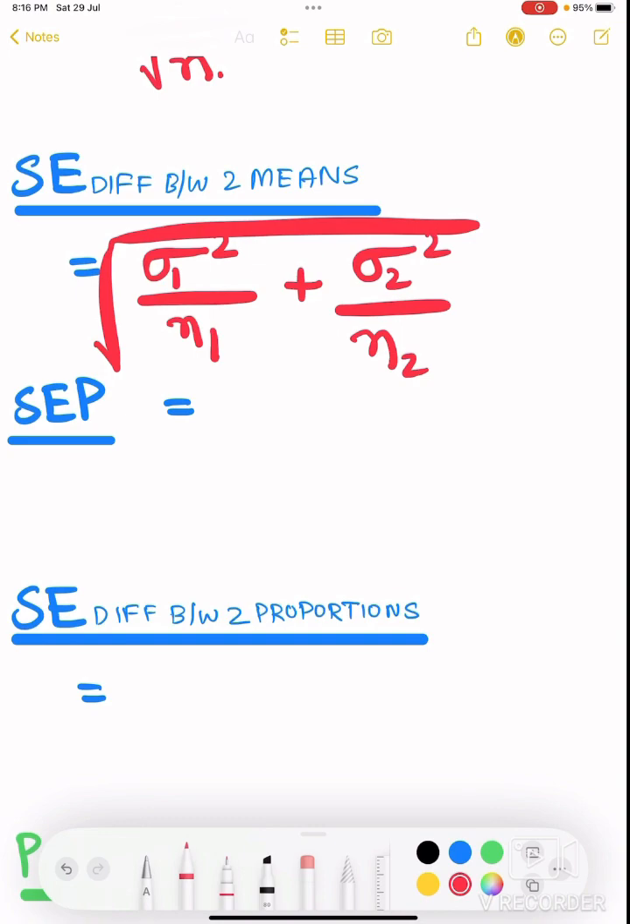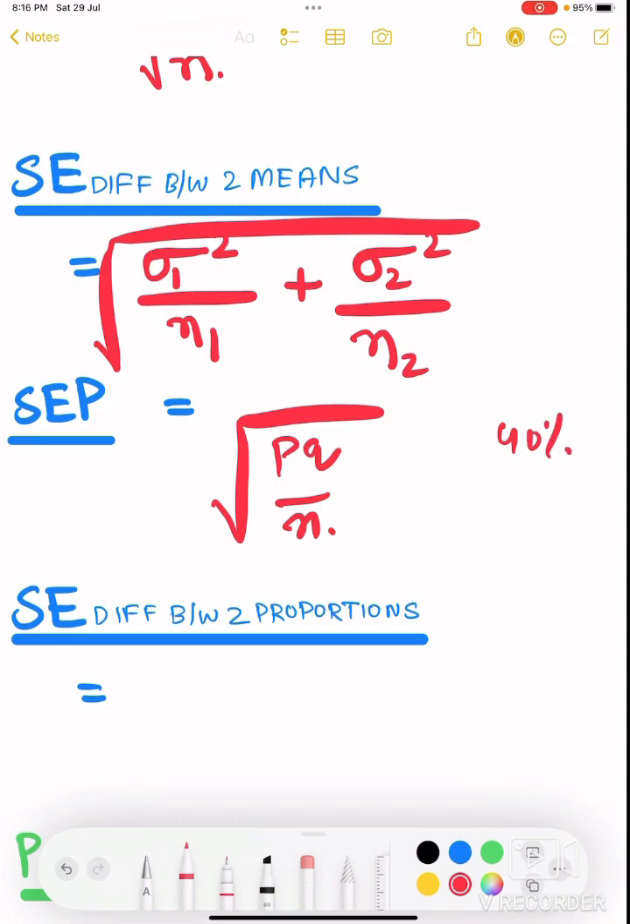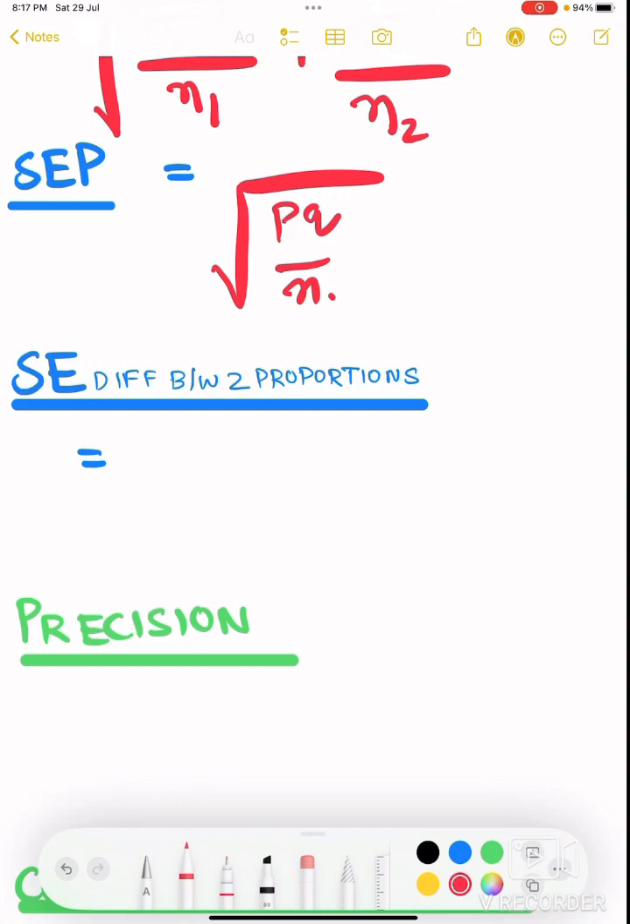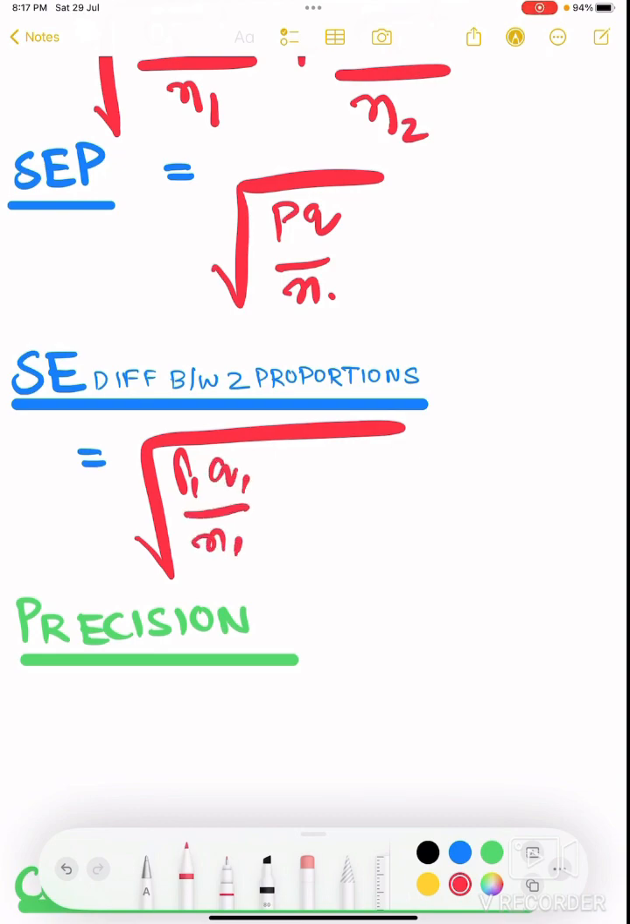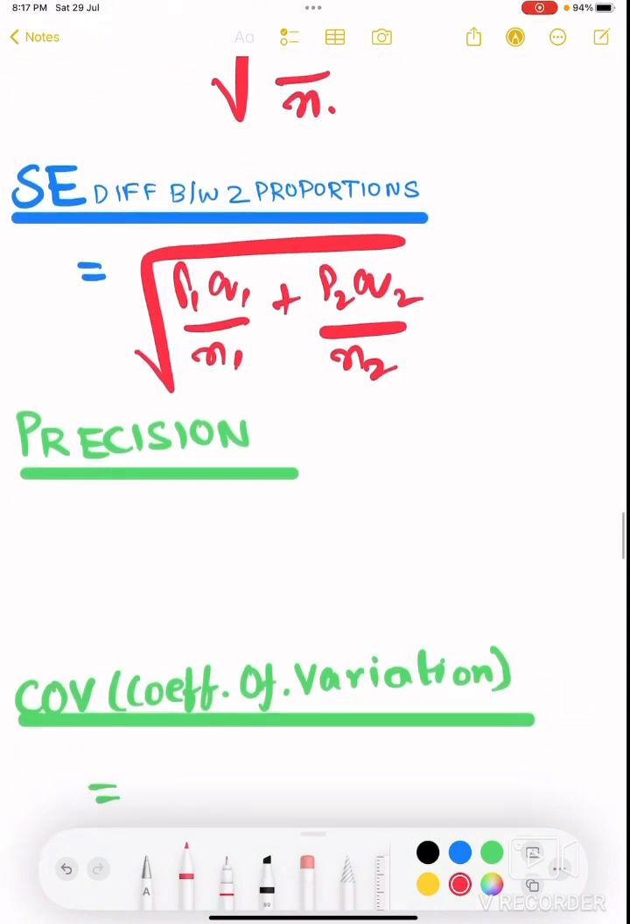Now standard error of proportion. The standard error of proportion is root of PQ upon N, right? In the question you will be given, for example, 40%. So P will be 0.4 and Q will be 1 minus 0.4, which means 0.6, right? In this way you solve this question, and N is the total number of samples taken in that data. Then standard error, difference between two proportions, very easy. Root of P1 Q1 by N1 plus P2 Q2 by N2, right?